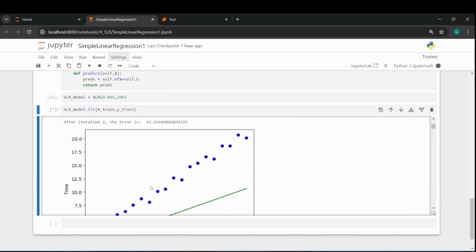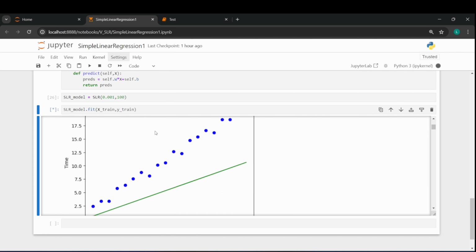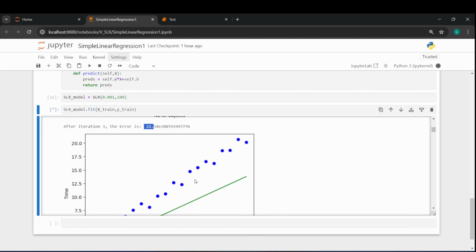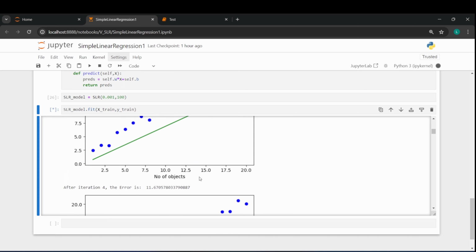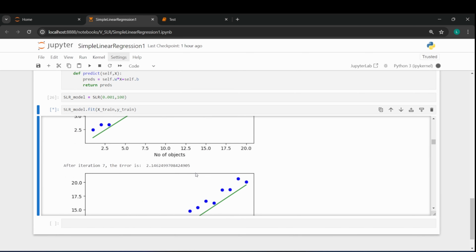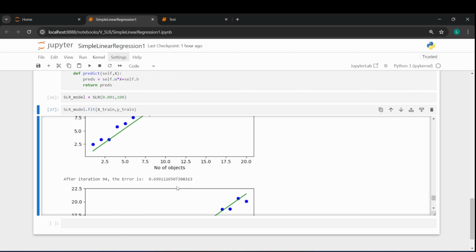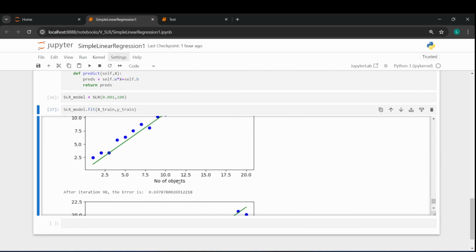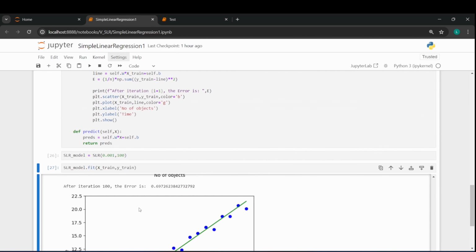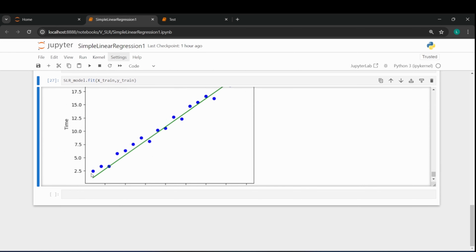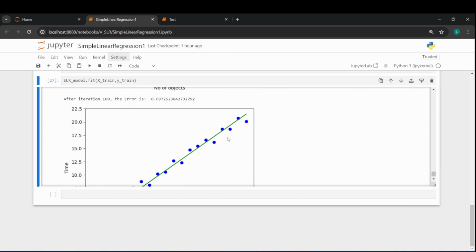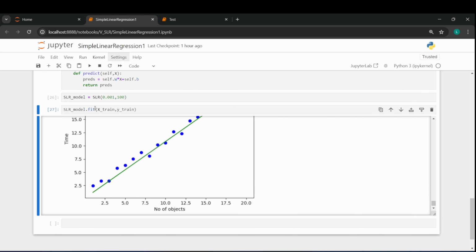In the next iteration the error value is reduced from 43 to 22, and the line moved further towards the best fit position. Like this, after 100 iterations, our error has reduced from 80 something to 0.697, and our line has moved to its best fit position. Let's play around with this learning rate.